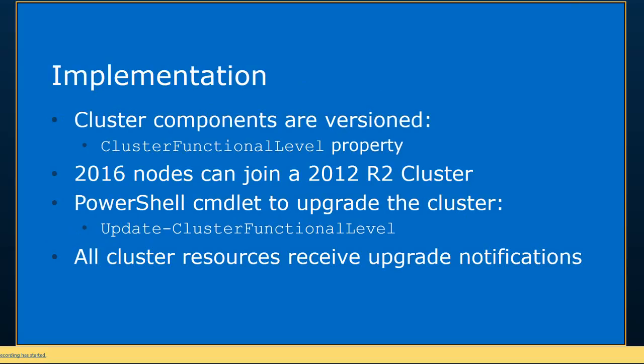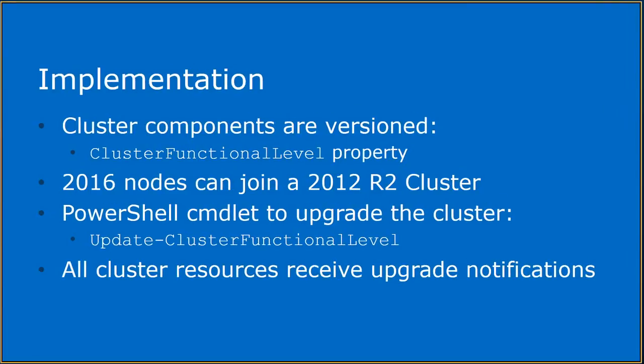Now, the first thing behind the scenes which allows us to do this is a new property known as the cluster functional level. You can think of this similar to the Active Directory functional levels for the different forests, where today everything is going to be working on 2012 R2, and then as you gradually upgrade the nodes one at a time, once everything's upgraded to 2016, then you can run this commandlet. It upgrades the entire cluster to 2016, and you can start taking advantage of the newest nodes in the cluster and all of the latest features.